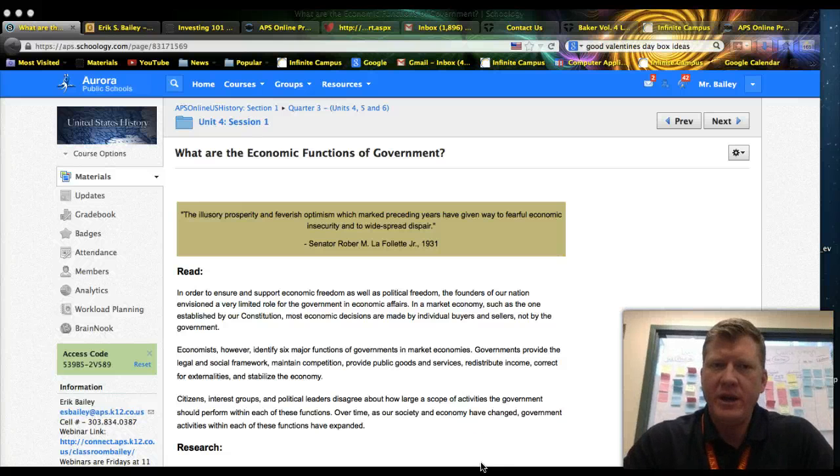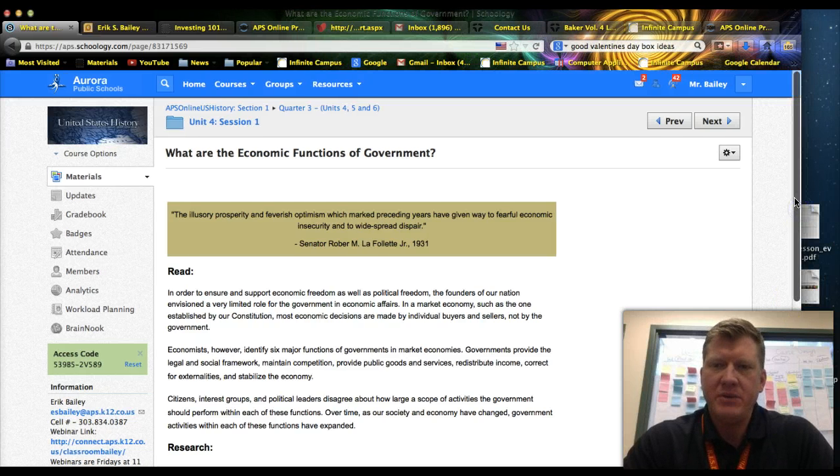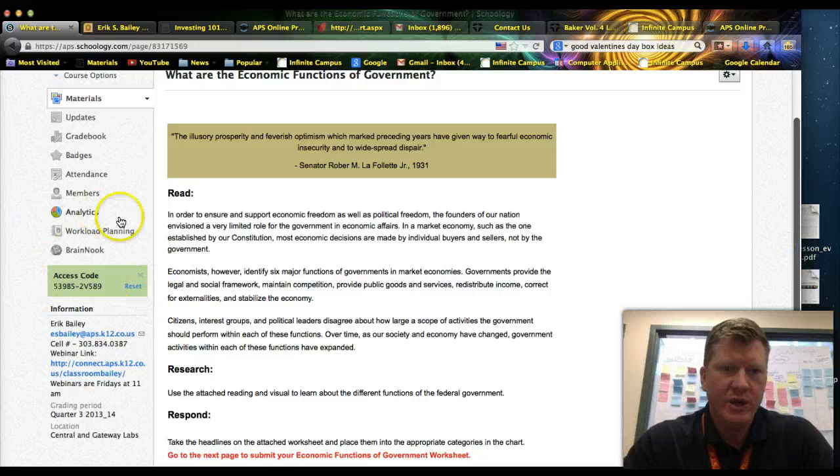Hey everyone, for the "What are the economic functions of government?" assignment, people are having some questions on this. Basically, on this assignment, you're doing the reading. So read the first part here, and then the research, and then respond. Okay, it's in three parts.